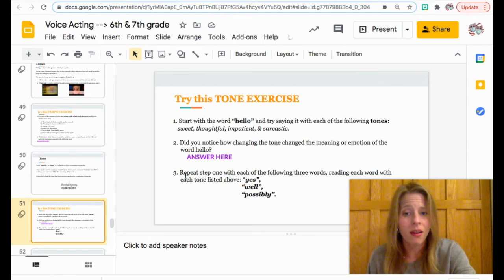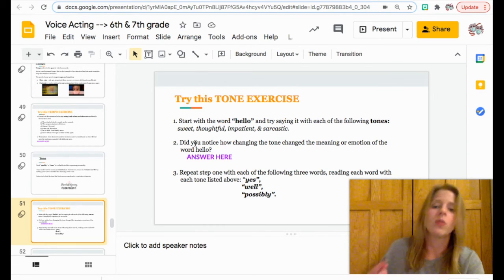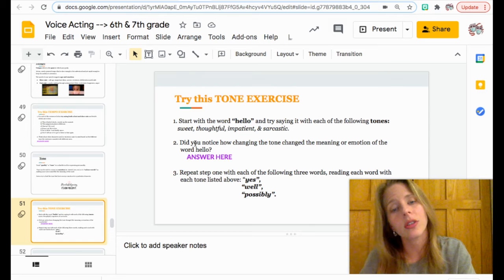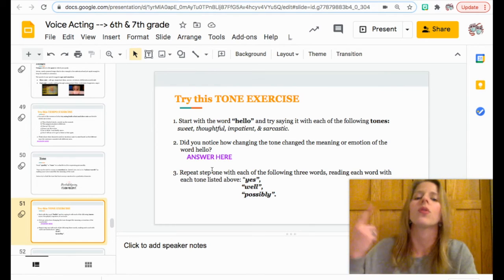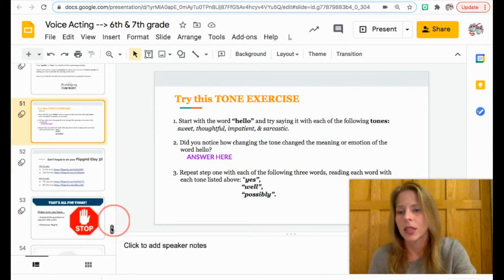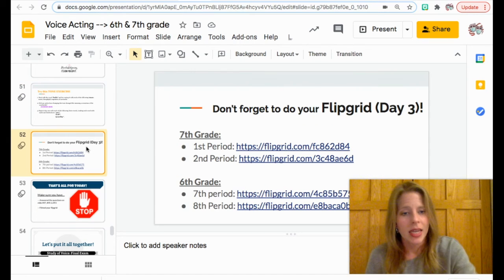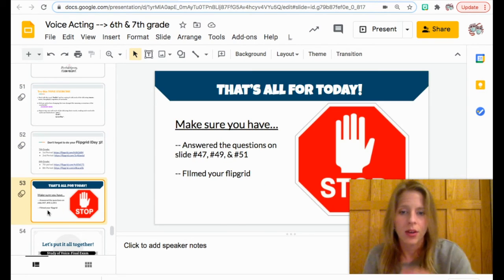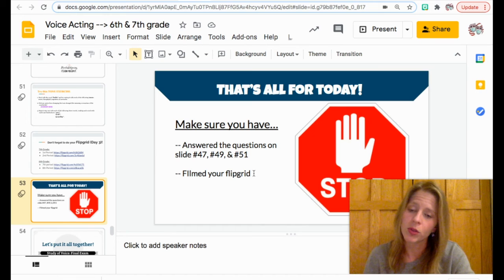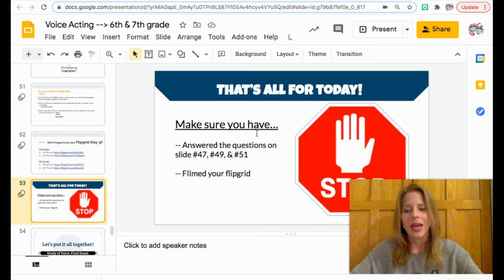And you're going to do the same thing that you did in number 1 with the following words, okay? So again, you're going to do yes with the tone sweet, thoughtful, impatient, sarcastic, okay? And the same thing with well and possibly. All right, and again, those are your links, okay? And you got to make sure that you answered the questions on 47, 49, 51, and then you also filmed your Flipgrid, okay? So that was all for Thursday, day 3 of voice.